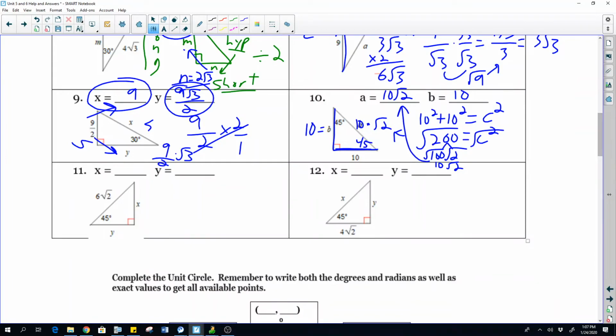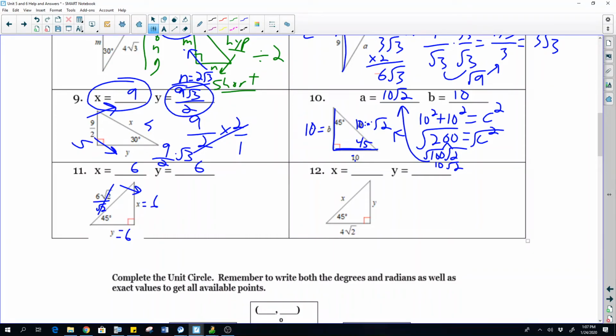Just go 10, 10, 10 radical 2. 11, 11, 11 radical 2. 12, 12, 12 radical 2. You got this. So now we're going the other way, from hypotenuse to the leg, and so instead of times by radical 2, we're going to, you guessed it, make it smaller. So divide, not multiply, divide by radical 2. That means that x is 6 and y is 6.